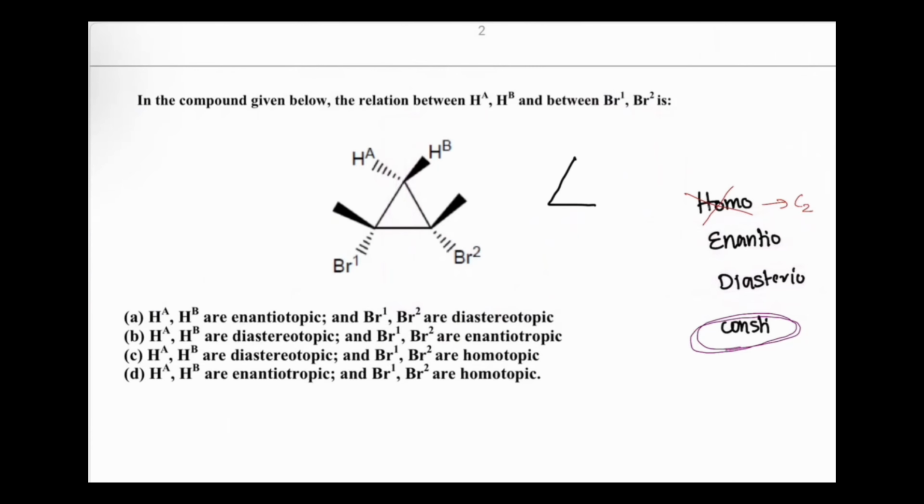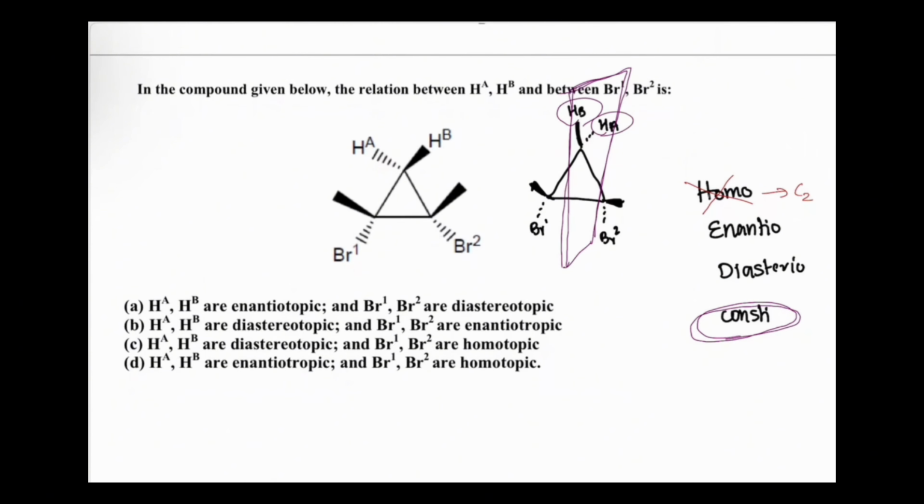Suppose I'm drawing the molecule like this, and I have two hydrogens here. One is HB and the second one is HA. And in this carbon, I have Br1, here also Br2, and there is a methyl group here and a methyl group here. In this molecule, we can see a mirror plane like this. This mirror plane is bisecting HA and HB. So if a mirror plane is bisecting two atoms, that means these two atoms are diastereotopic. So HA and HB are diastereotopic.